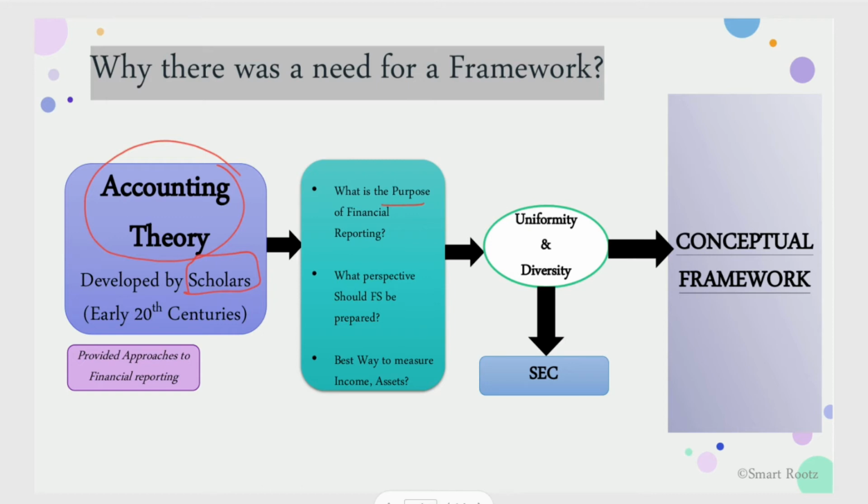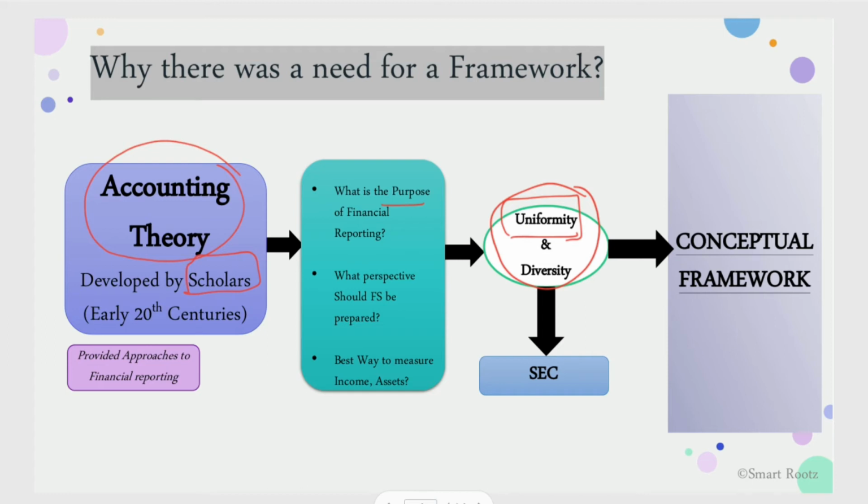Then why was there a need to develop a framework? Even though there were accounting theories before the framework was developed, everything was different. The theory given by one scholar was different from the theories given by other scholars. So what was missing was uniformity. There was no uniformity or consistency in the theories they gave. To achieve this, and also after the stock market crash where investors started to lose confidence in companies, there was a need to develop a framework or a guideline based on which a standard should be developed, so that it is consistent and companies follow the same approach and not different approaches. That is where the need for a framework started to develop in the late 1930s.